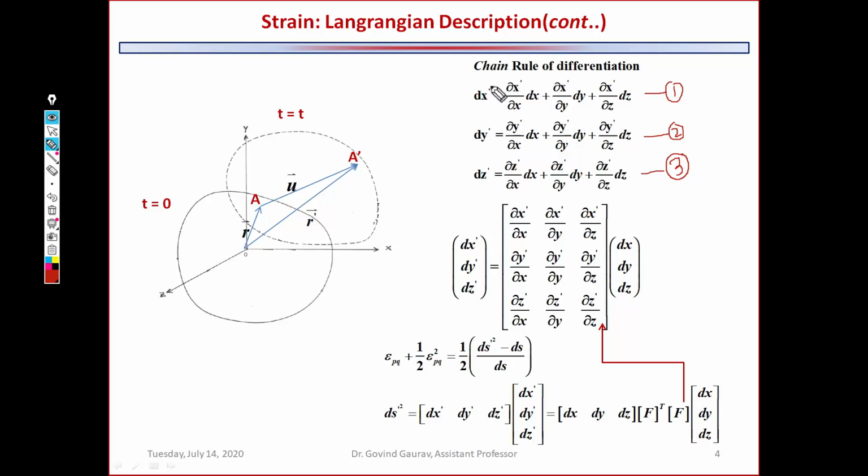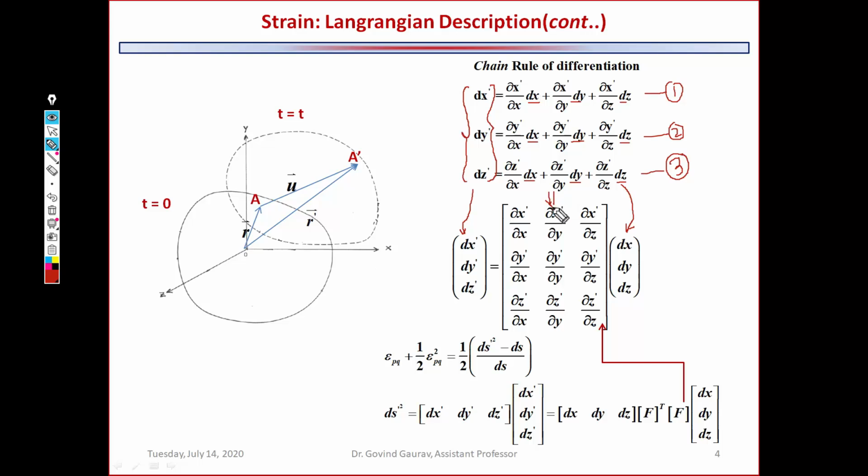So we will represent it by this. These are the terms related to dx, dy and dz, which is represented over here. Now we will take out dx, dy and dz from all these equations, which is shown over here. Then we will be left with a matrix.